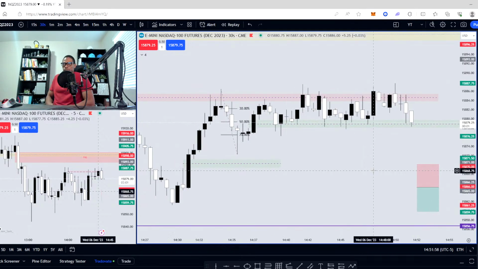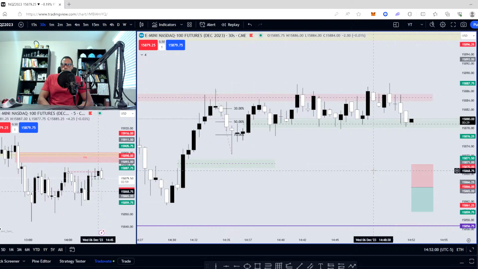Okay, it's now 2:50. So the 2:50 to 3:10 macro is now running. We'll likely seek liquidity from both sides before determining what it's going to do for the 3 o'clock hour.